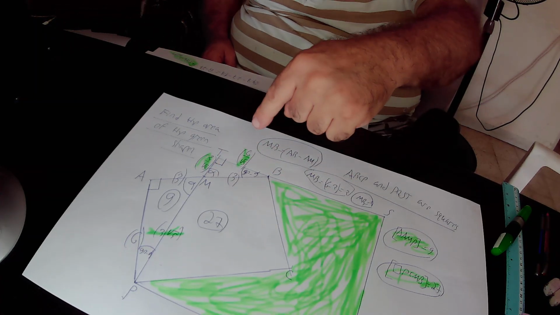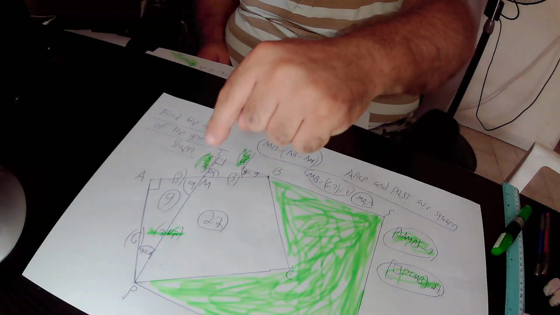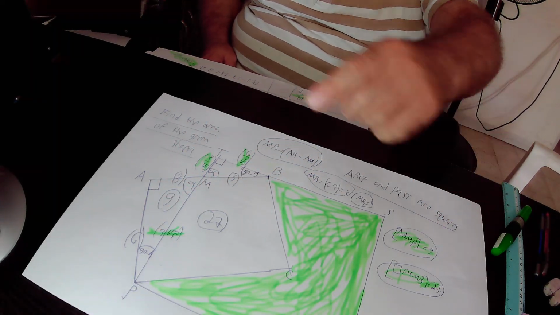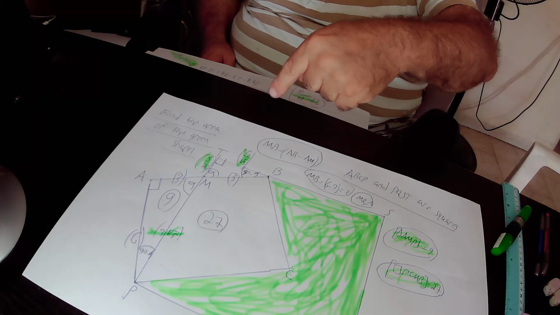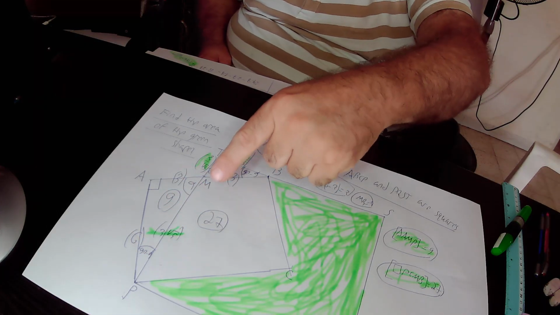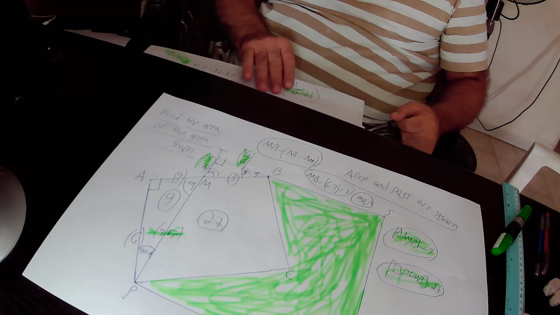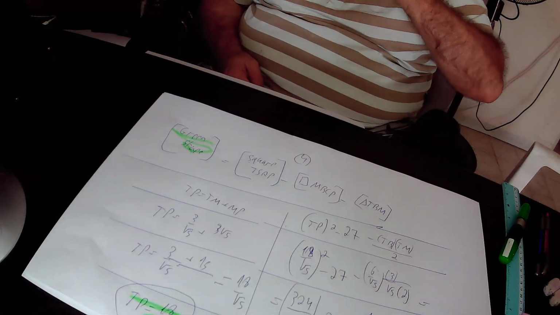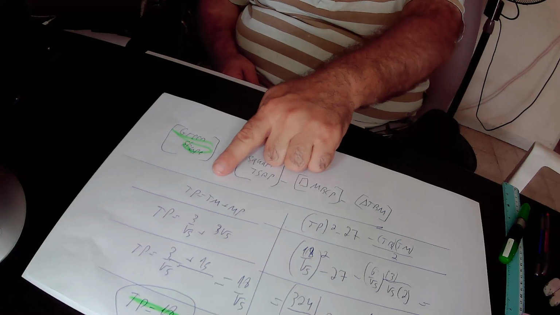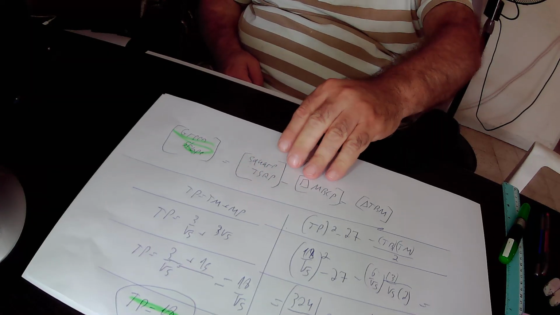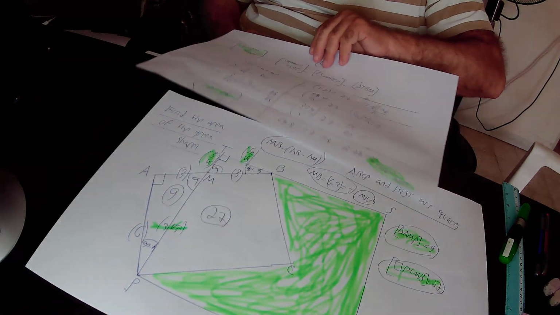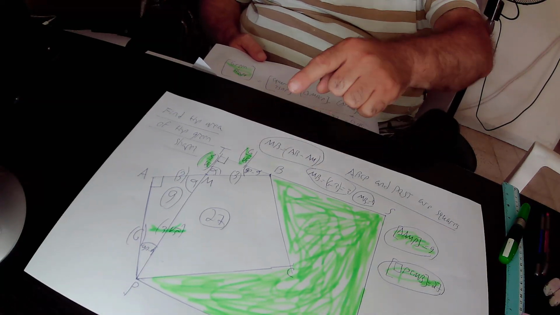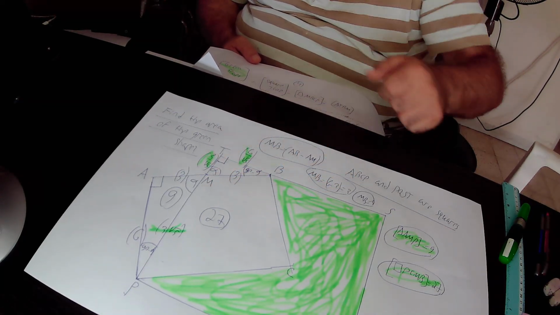What is the length of side TP of the big square TSQP? From the drawing, it is very easy to see that TP equals TM plus MP. Again, TP equals TM plus MP. TM is 3 over square root of 5, plus MP. MP is 3 times square root of 5.